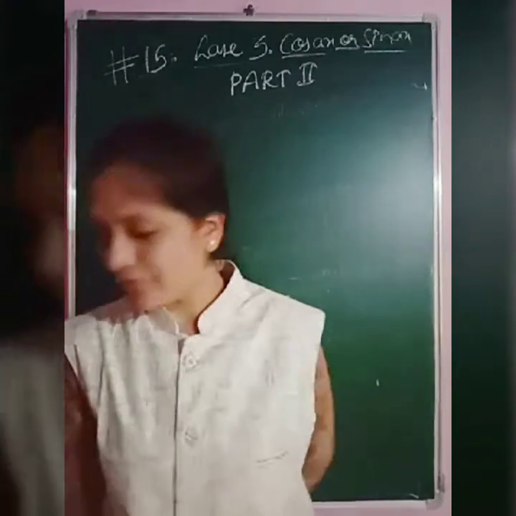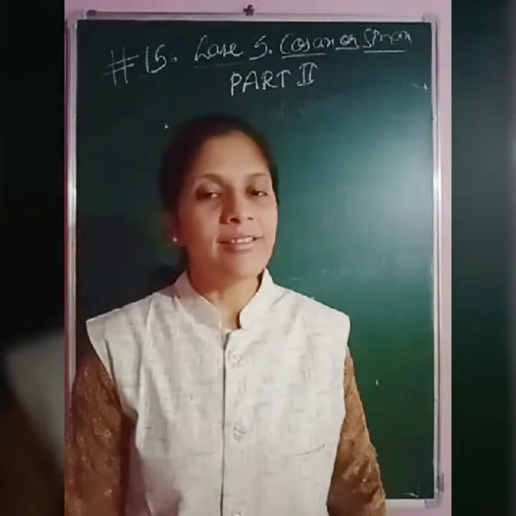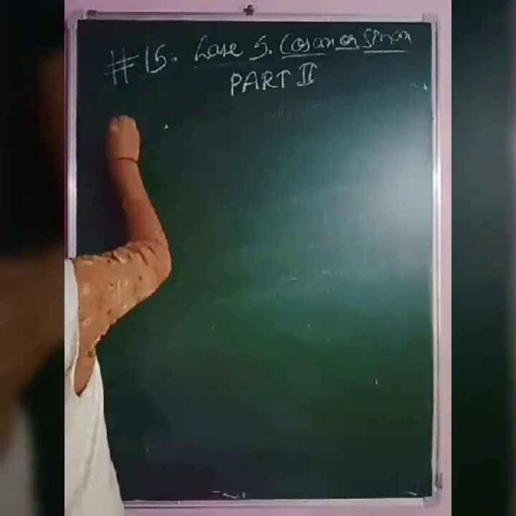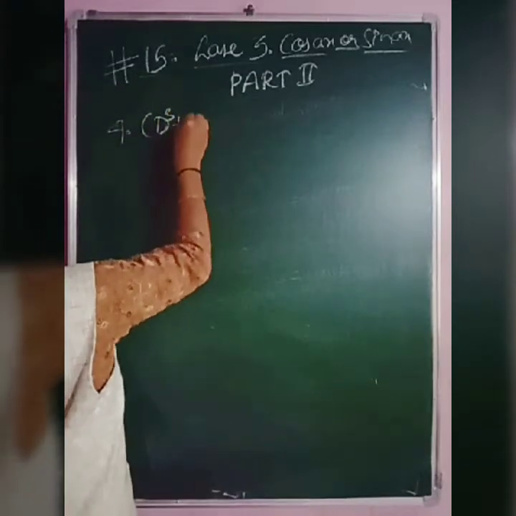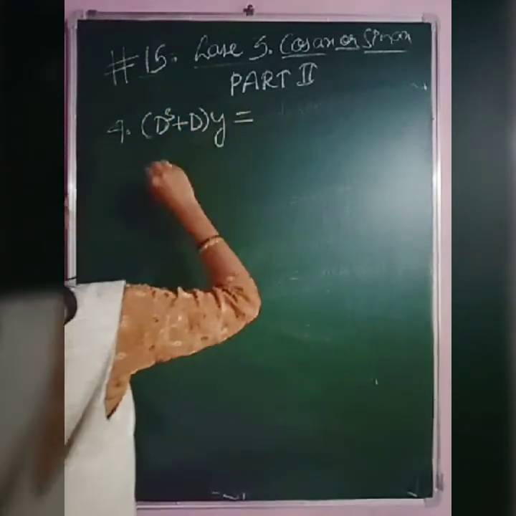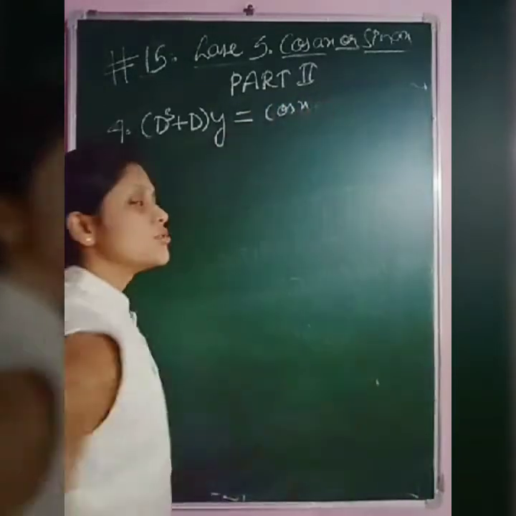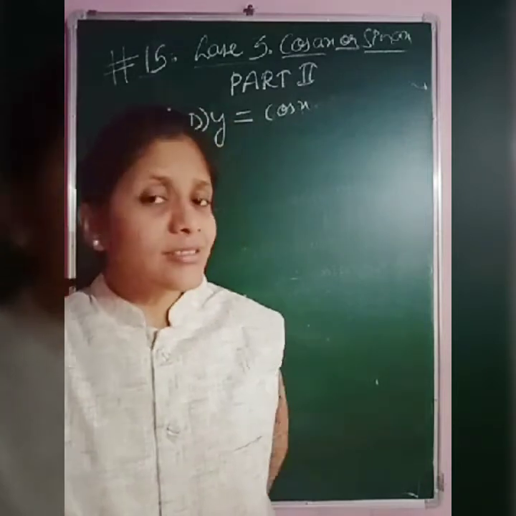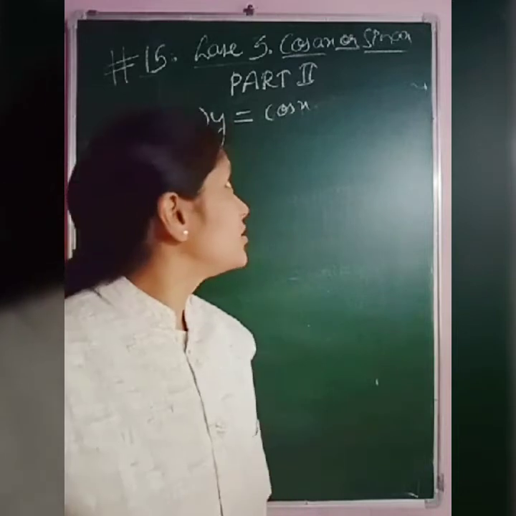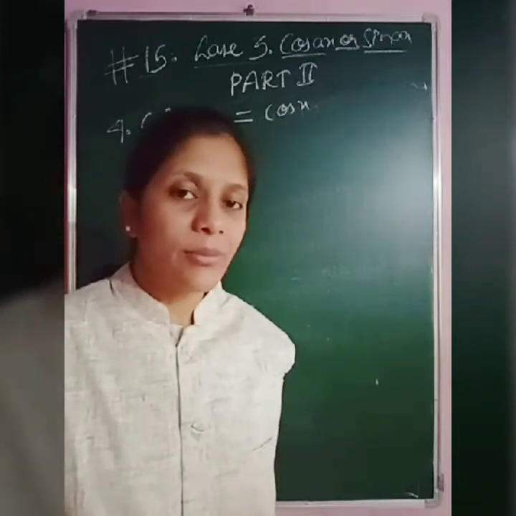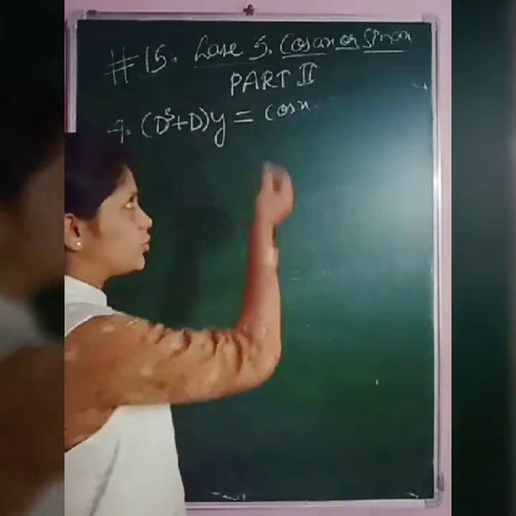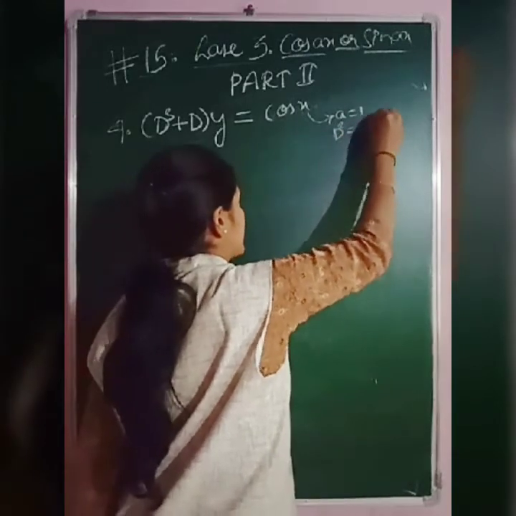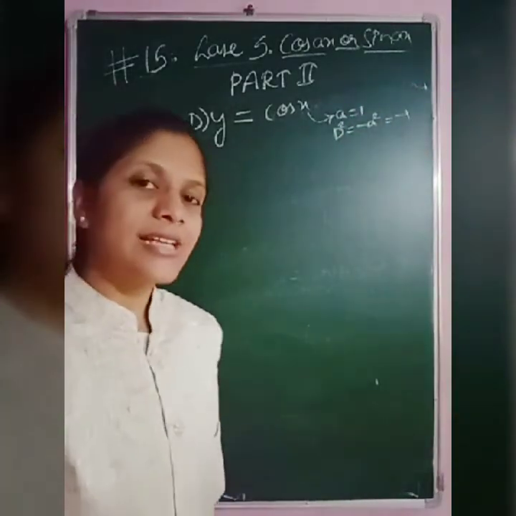So in the previous session we solved 3 examples. Now let us start our session. Numerical number 4. The question has been given as D cube plus D of y equal to cos x. So solve D cube plus D of y equal to cos x. This is a direct question, that is as soon as we see, we understand it is nothing but the cos x form, that is a equal to 1, right? So D square equal to minus a square equal to minus 1. So let us start solving this.